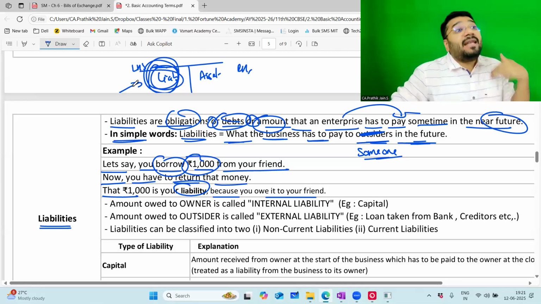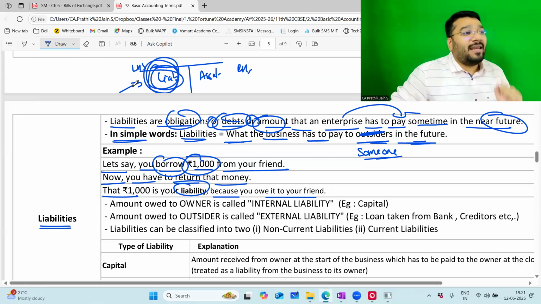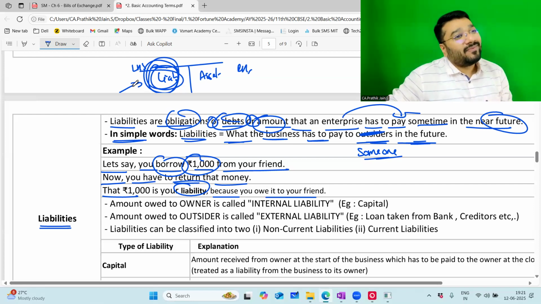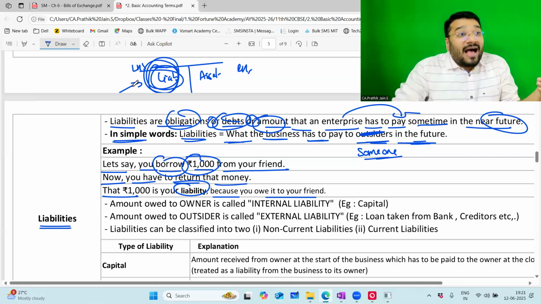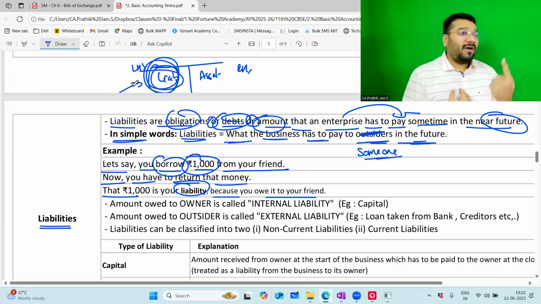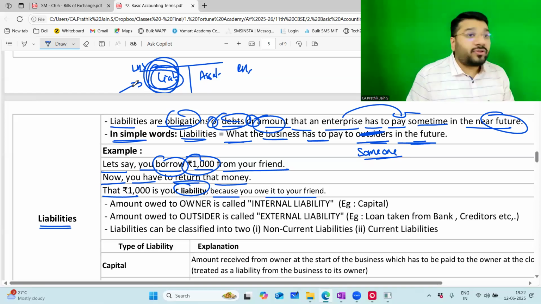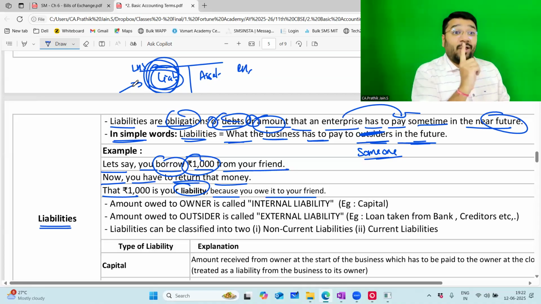Whatever you have to pay to somebody in future, you will record on which side of the balance sheet? Liability side of balance sheet. Then what do you think asset could be? If liability means I have to pay, asset means I have to receive. Receiving also is not from one person, boss. I have to receive from how many people? Let's suppose I sold goods to 1000 customers on credit. So 1000 people have to pay me the money. So I have to collect money from 1000 people.